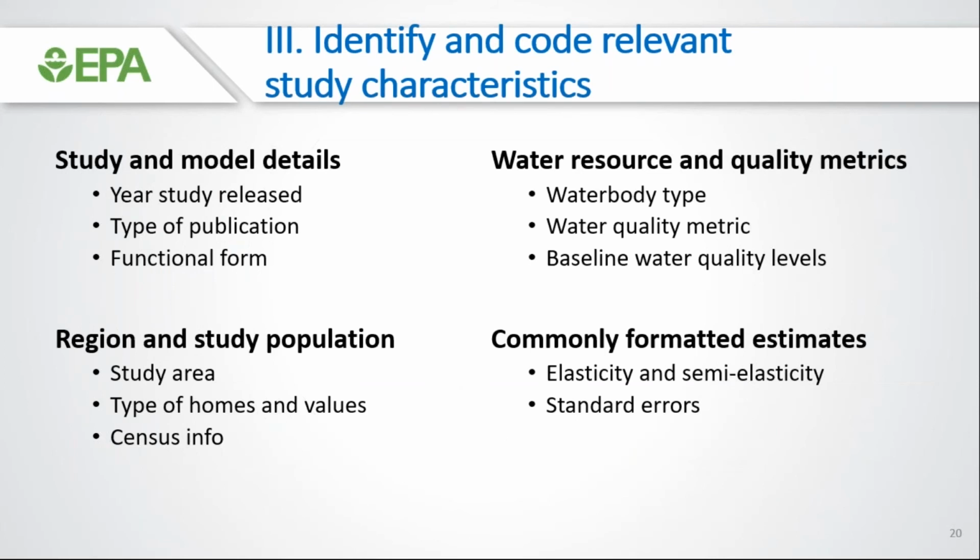So the third step is to code the variables. I already mentioned formatting elasticity estimates as the summary measure of interest and the water quality measures, but we had roughly 100 variables coded from each study. We coded study details like the year of the transaction data, the type of publication, whether it was a peer-reviewed journal article, a working paper, or a thesis. We included the functional form estimated and other methodological choices. We included the region or population characteristics. We included the water body type as well as the baseline water quality that was included in each study. Next slide.